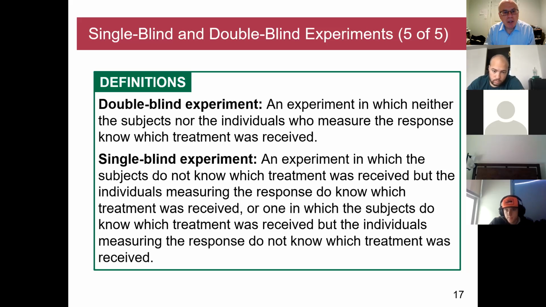And then it describes single blind, in which only one of the two, either the participant or the person administering the experiment, is blinded, but not the other.